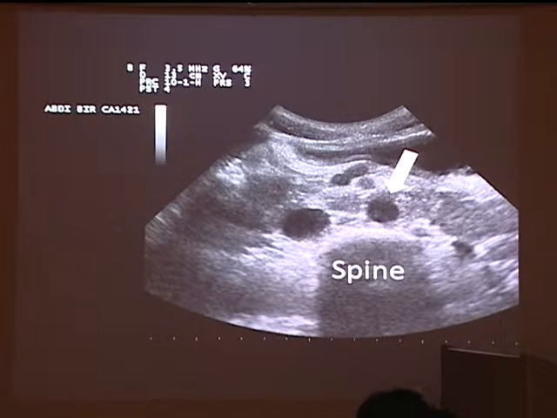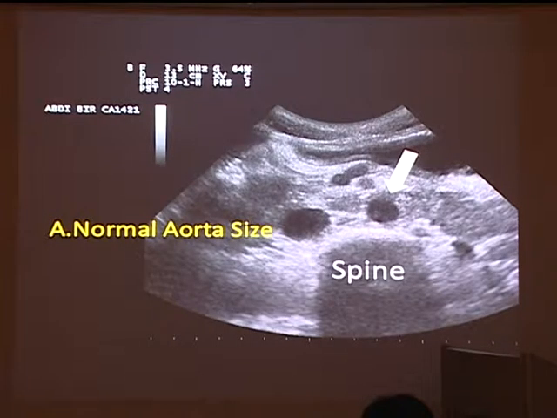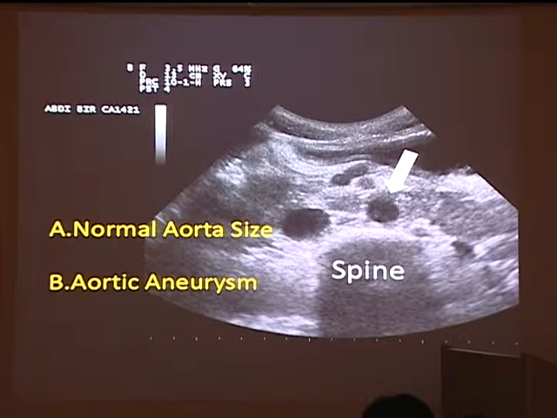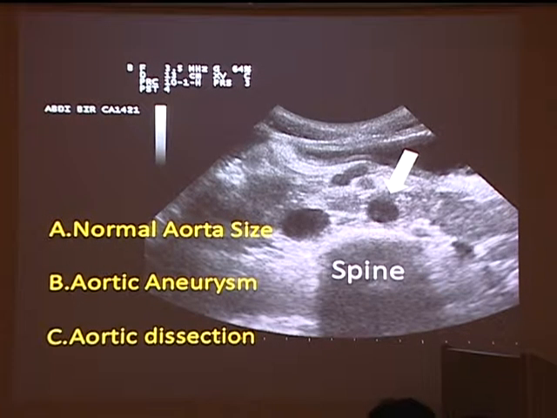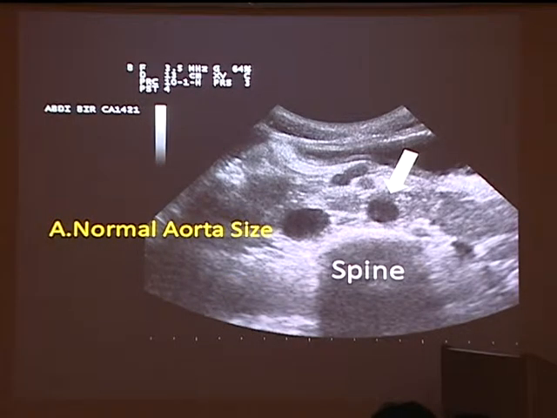Okay, so this is the first one. You can see this is the spine, and this is the aorta. So what do you see in this image? A, normal aorta. B, aortic aneurysm. C, aortic dissection. Anyone want to try? Okay. A. Yes. It's quite simple, right?